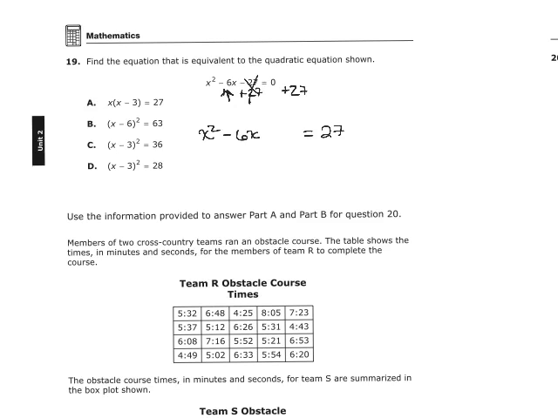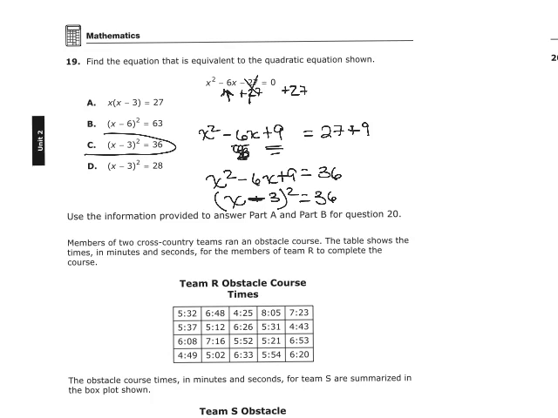I'm going to do that by cutting this in half, which gives me 3, and I'm going to square it, which gives 9. And so now this is my new function, but remember, what I do on the left, I have to do on the right. So now I have x squared minus 6x plus 9 equals 36. This can be x plus 3 squared equals 36. And so it should be x minus 3, because negative times negative is a positive. Sorry about that, guys. All right, and that makes it C.